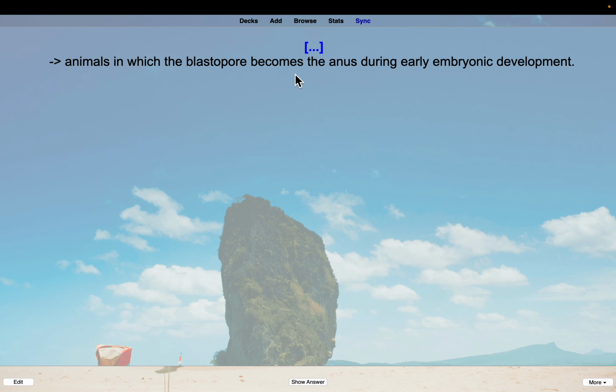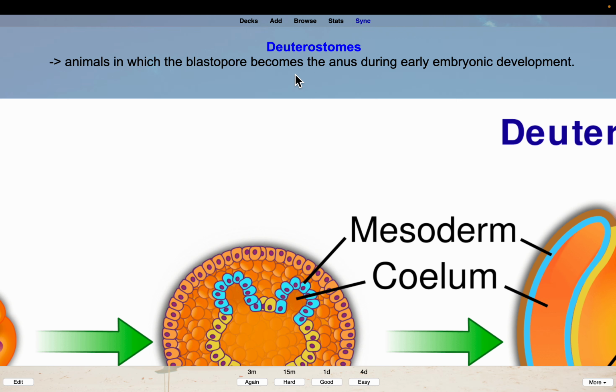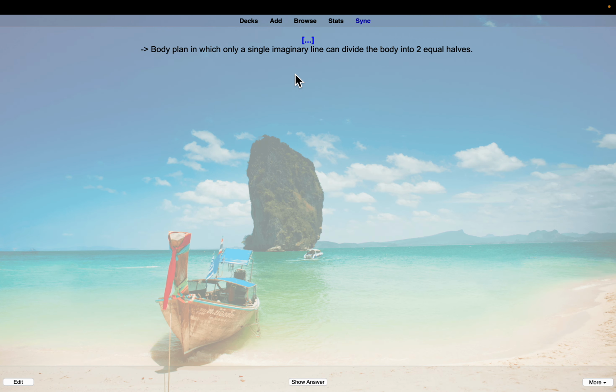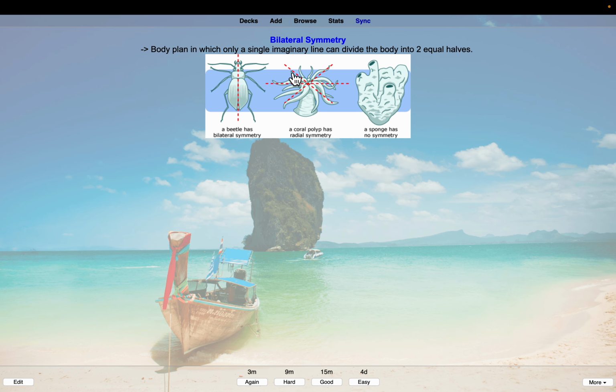Okay, blastopore becomes the anus, deuterostomes. Body plan, bilateral symmetry. Two equal halves. Sponges are asymmetrical. They have no symmetry at all.